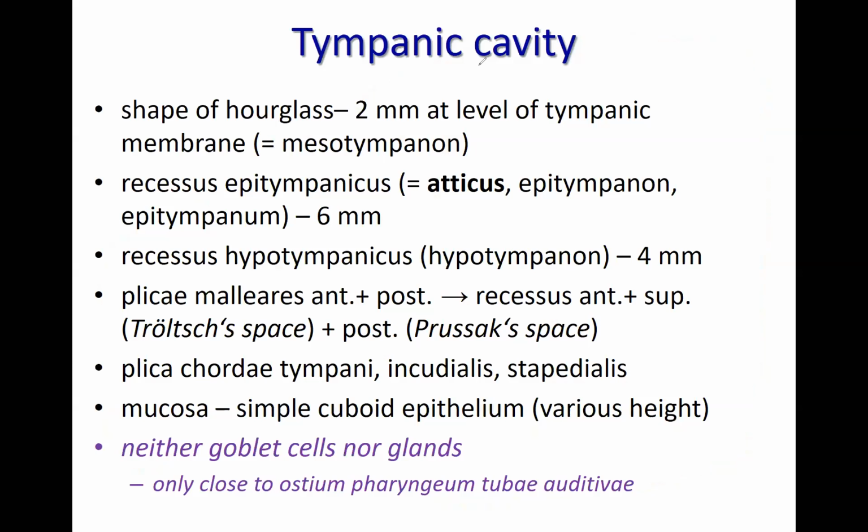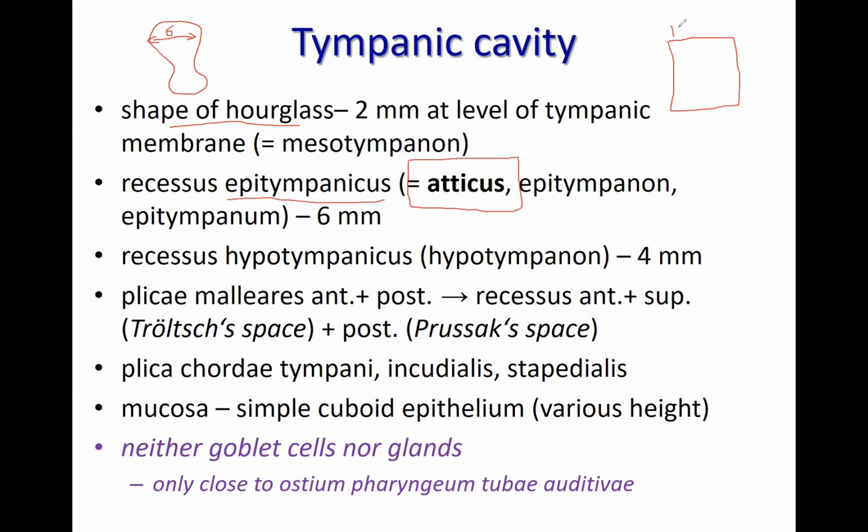So, to conclude the information about the cavity, we have talked about the shape of the hourglass, that it's like this. So the largest part is in the upper part, 6 millimeters. The upper part is called epitympanic recess, and in clinics it's also called atticus. The attic is what is on the top of old houses, either in Greek or Renaissance architecture, for example the balustrade or other things on the top of these old houses, and that's why it's also called atticus. It's a clinical term for the epitympanic recess.